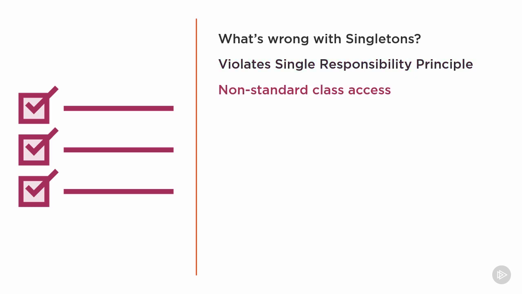They also have non-standard class access. To get an instance, you have to note that the class is a singleton and use the instance method. Well, that's fine if you write the code and maintain it forever, but just how likely is that? They're also harder to test. Since singletons are tightly coupled with the objects that use them, it is hard to swap them out with fakes or mocks for unit testing.